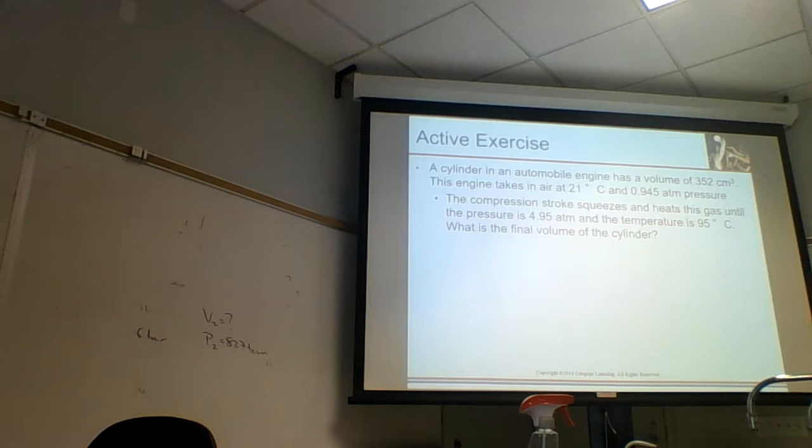And the temperature is 95 degrees C. So T2 is 95 degrees C. And so we're looking for V2. What is the final volume? That's our unknown there. First thing is we need the Kelvin temperature. So 21 plus 273 is 294 Kelvin. And then 95 plus 273. What is that? 273 plus 90, 363, yeah, 368.